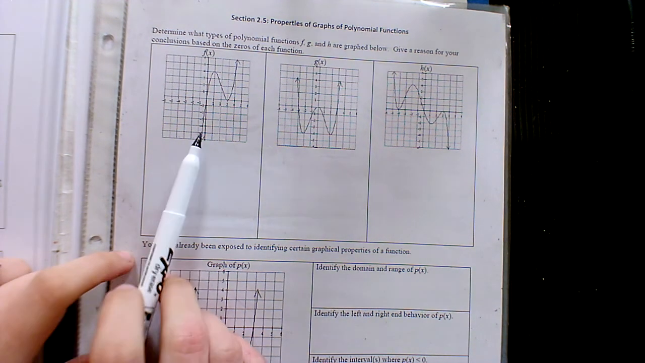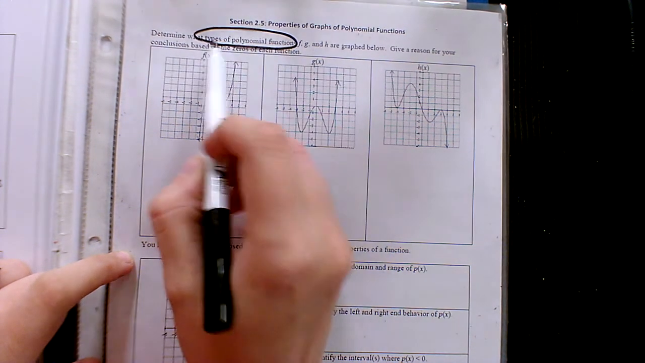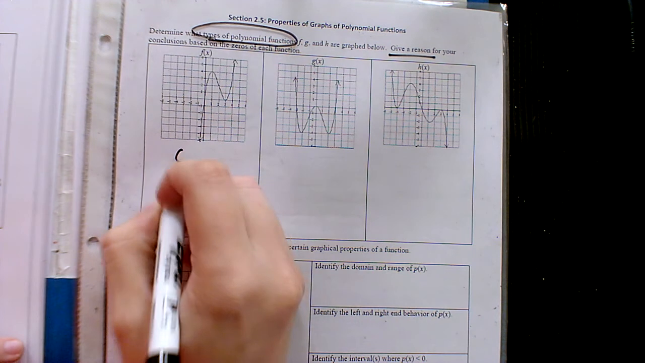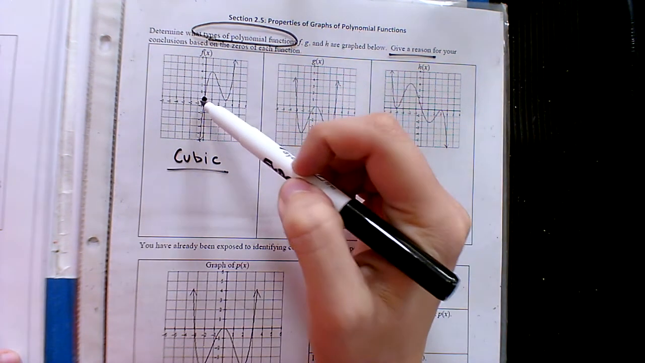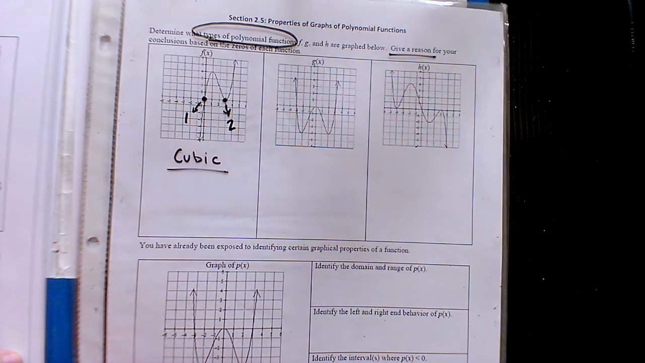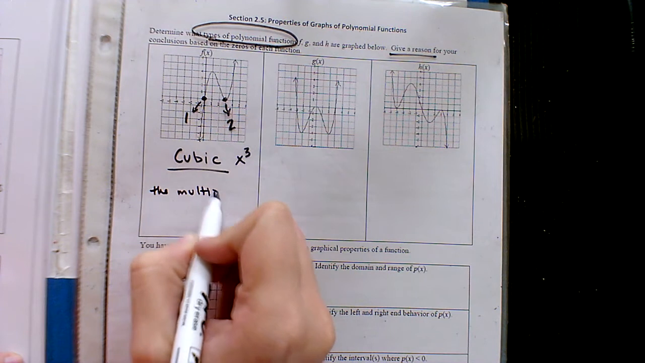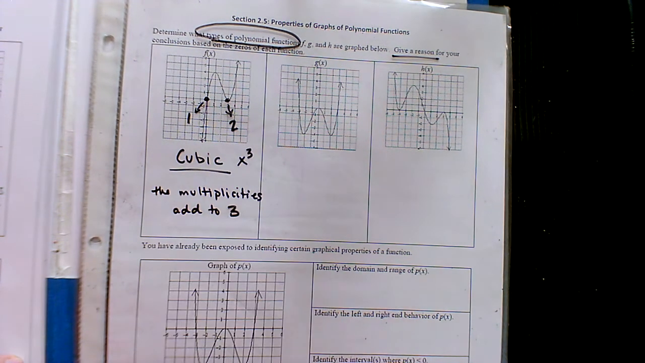and then we're going to introduce two new ones today. So based on the way this graph of f of x looks, can we describe or name the type of polynomial that it is, and perhaps give a reason? How'd you know? Okay, so 1 plus 2 gives you 3. So this is a cubic graph, and we'll say the multiplicities add to 3.